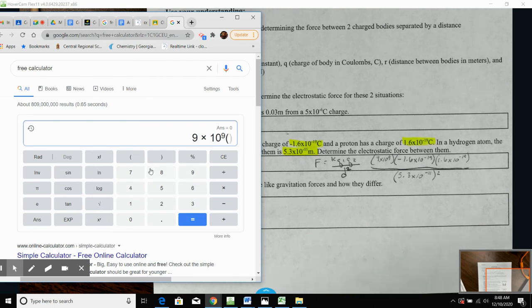I'm going to throw parentheses up, and now I'm going to do this negative 1.6 times 10 to the, what is my exponent here? Negative 19th. Close your parenthesis. The next value is 1.6 times 10 to the negative 19th. Close my parentheses. So that is what my top line is going to be. So I do that and I get this whole big old number.